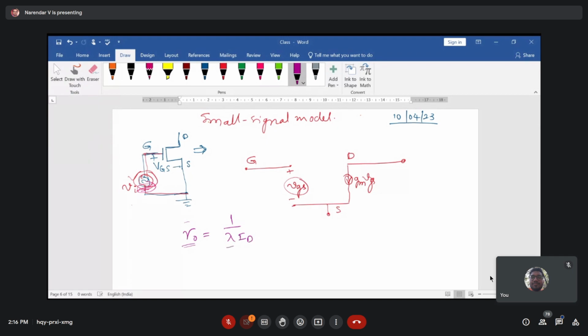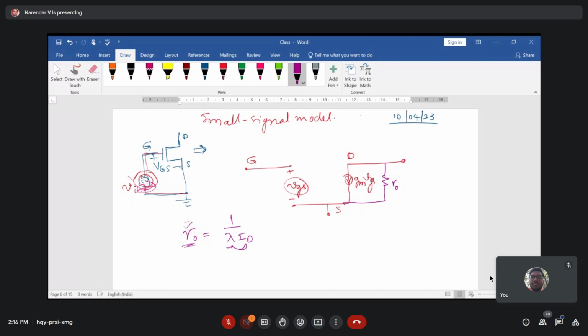If the lambda value is small, then you're going to have a larger value of R naught. If the lambda value is higher, then you'll get a smaller value of R naught. So depending on these two terms, you're going to have the R naught value, and you want to account for the channel length modulation factor here, so you just add your resistance called R naught. In some textbooks, people write it as RD also, the drain resistance, because it is at the drain terminal.